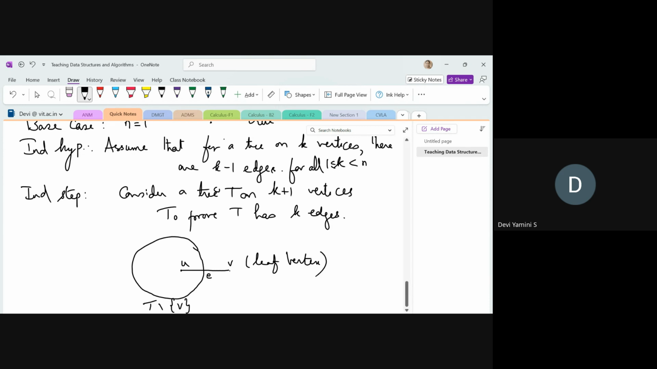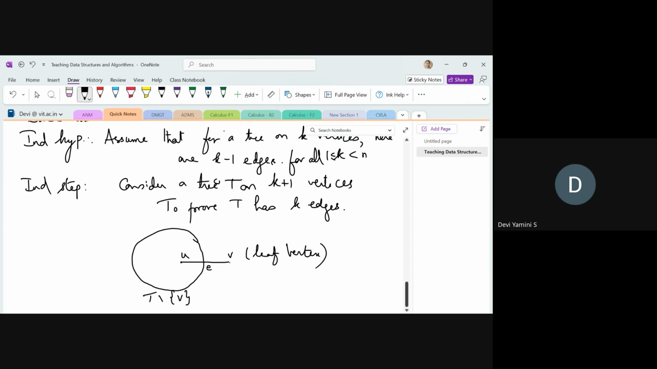Can you visualize this? Anyway, the tree will contain at least two leaf vertices. I pick one leaf vertex, which is nothing but v, and I delete this vertex v and the edge e. If I delete the vertex v, definitely the edge will be removed. So this is the graph. The circle is nothing but the graph T minus v. Can you tell me whether the graph T minus v is connected or not?